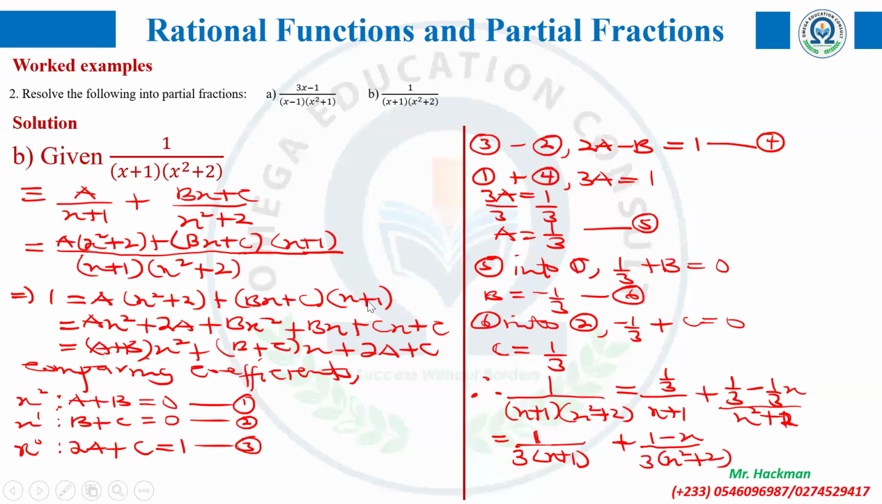So that's what we have here. And I've told you, don't write "equating the numerators". It's not necessary. So at this point, what do we have? Just as you have here, we are going to use the method of comparing coefficients.